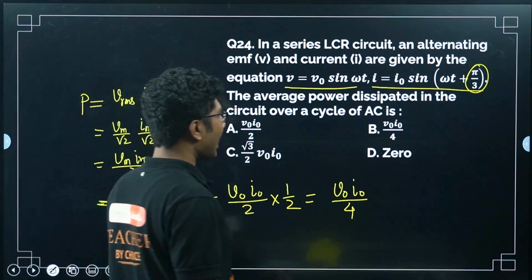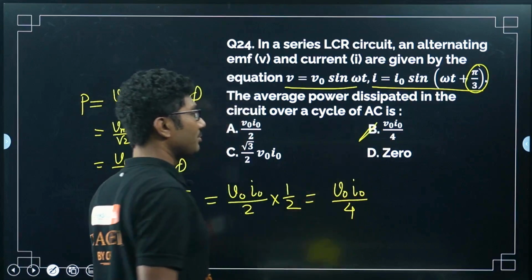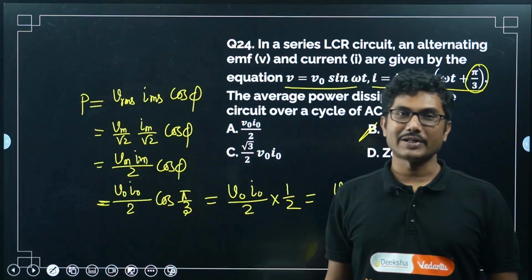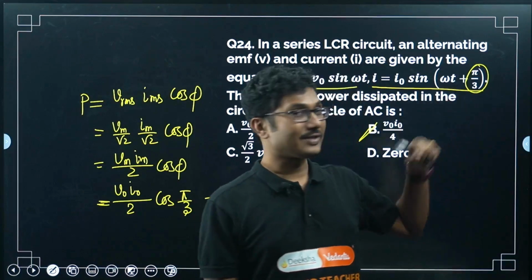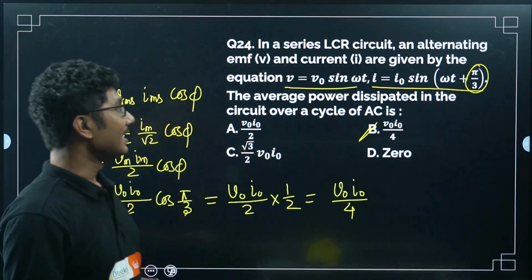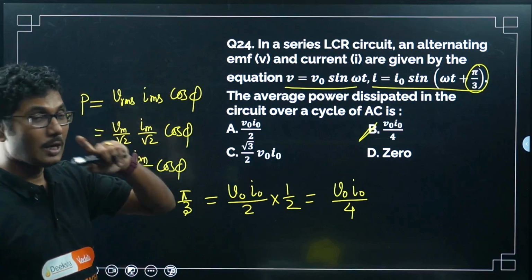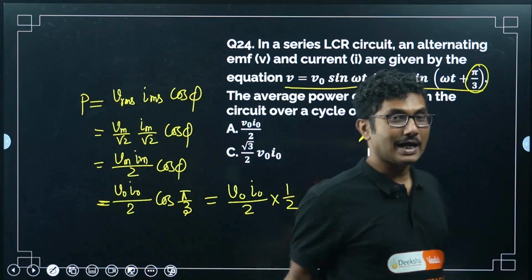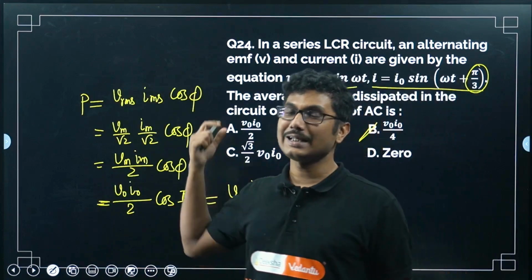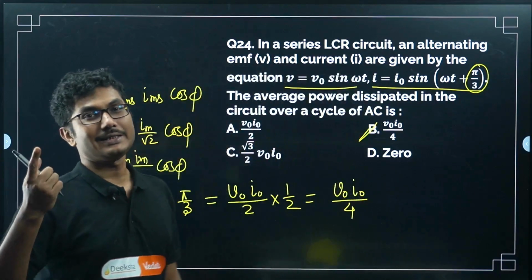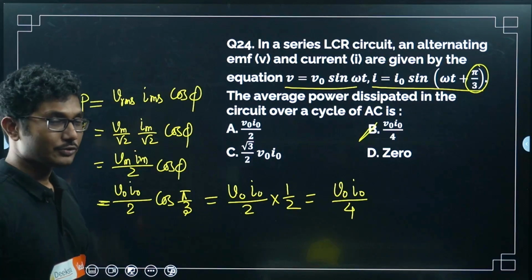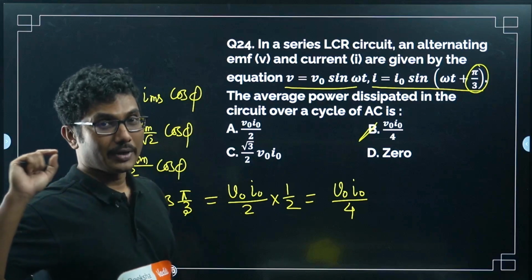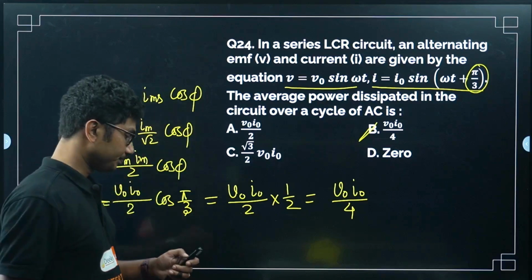So it is V naught I naught by 4. So the correct answer is option B, not 0 in this case. If it was only sin omega t, then the average value would have been 0, but because there is a phase difference involved here, you cannot write it is 0. If the phase difference was 0, then also it is not 0. If the phase difference was pi by 2, so one is sin and another one is cos, only in that case the average power will be 0, right?